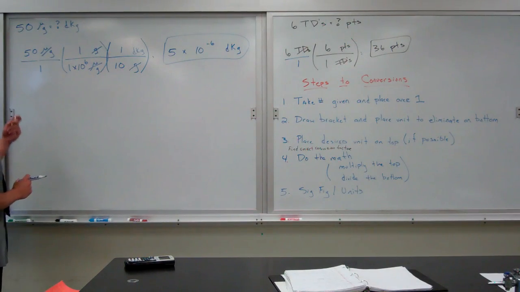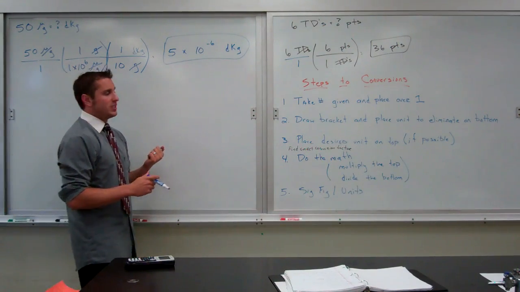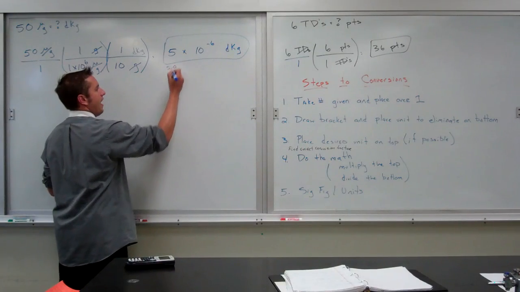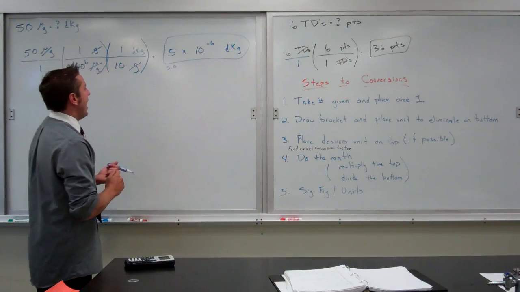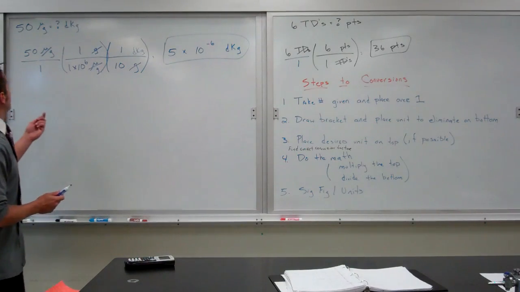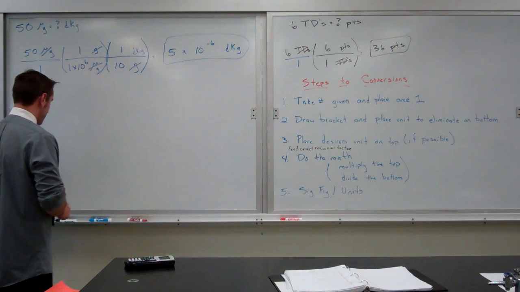Had the 50 had a decimal point, right, and we put a decimal in there, the 5 would have to have 2 sig figs, and I would have to write it as 5.0, right? I would have to make it have an additional sig fig. But because we have no decimal, that means we'll leave it as 5 times 10 to the 6th.